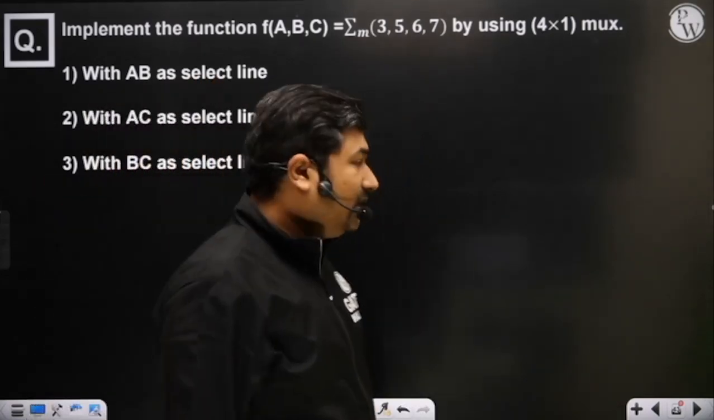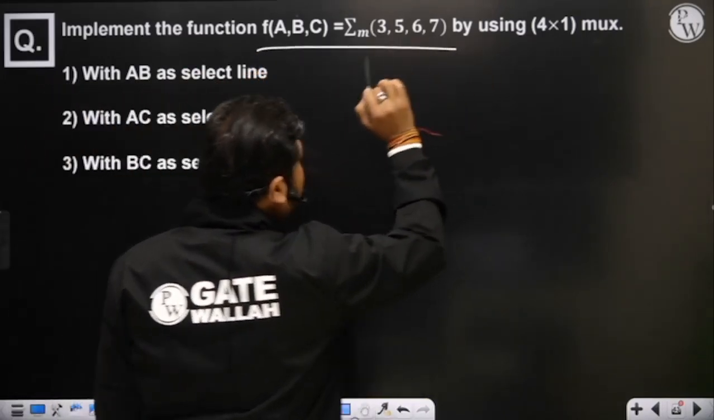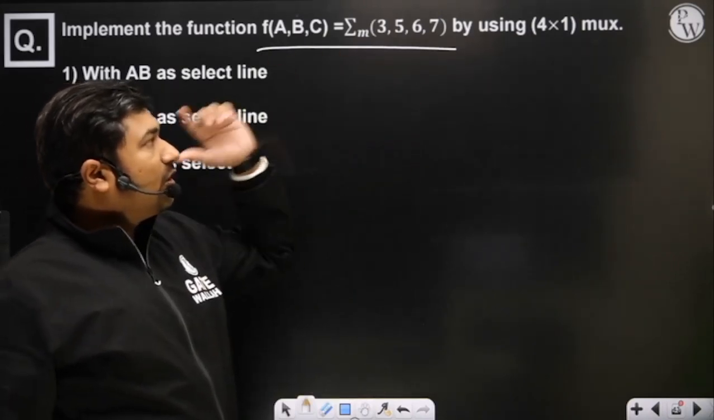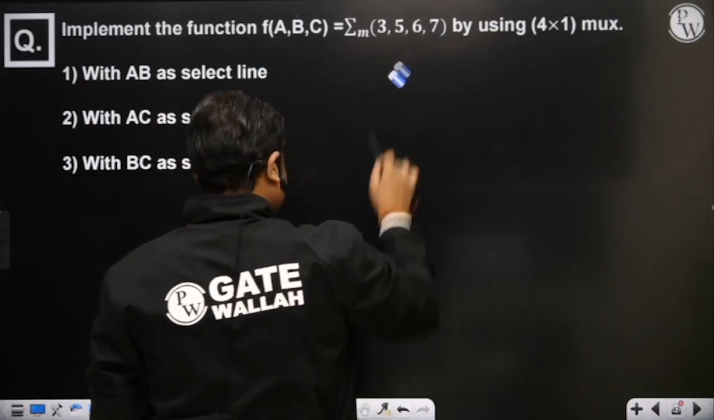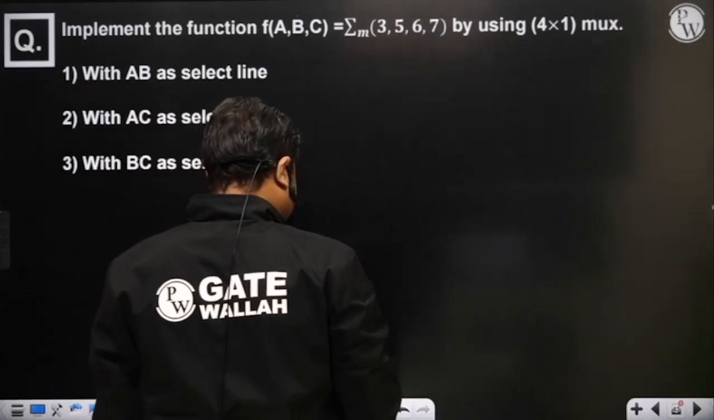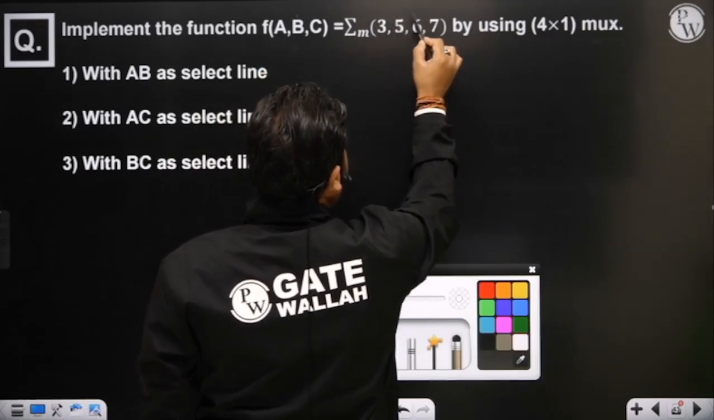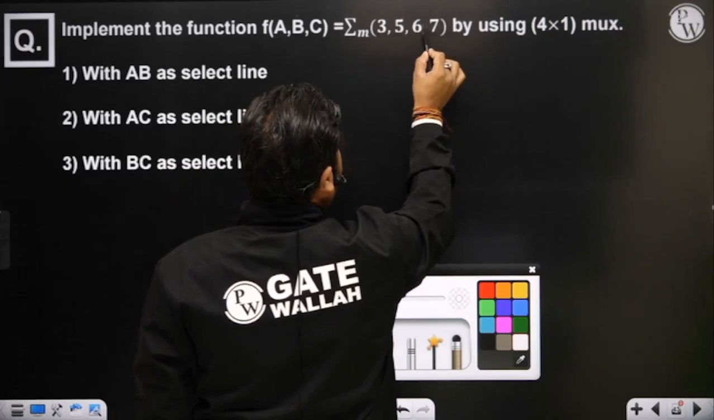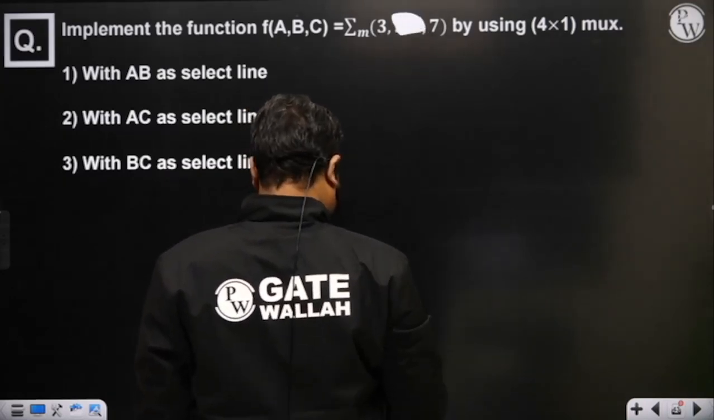Let us suppose we have to implement a function f of a, b, c as summation of m 3, 5, 6, 7 by using a 4 cross 1 multiplexer. You can choose any data here. You may choose 1, 2, 3, 5, 6, 7, or let me change this data.